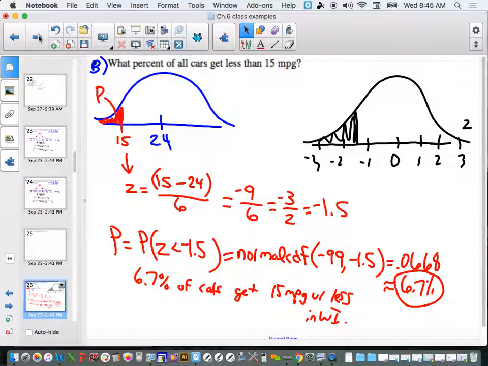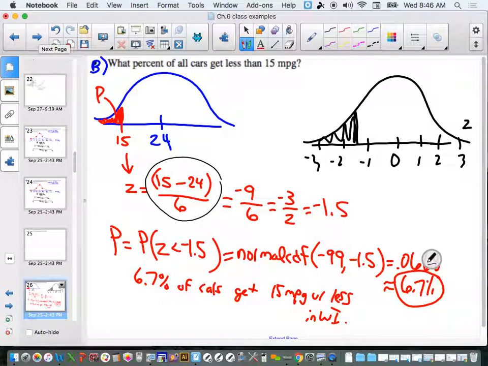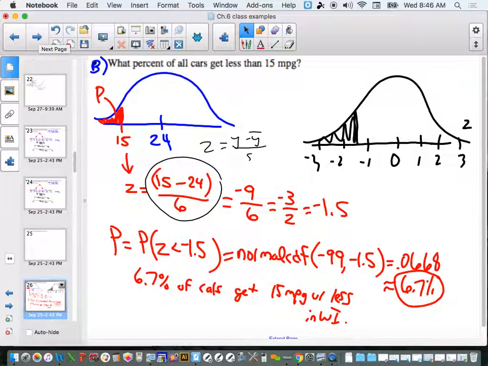We're going to be given a percent. We use inverse normal to find the z-score, and then we do some algebra to find the value. But in both cases, the middleman here is the z-score. We have to revert back to that z-score formula, which is right here. It's the y minus y bar over the standard deviation. Okay?